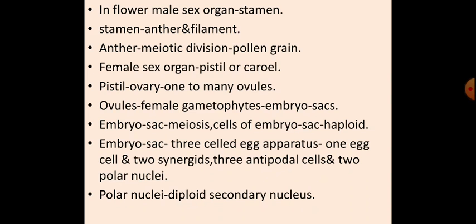Okay, the female sex organ is called pistil. Pistil consists of style, stigma and ovary. Ovary consists of one to many ovules. Within ovules, a reduced female gametophyte is present which is called the embryo sac. Embryo sac is a haploid cell. It will undergo meiotic division.